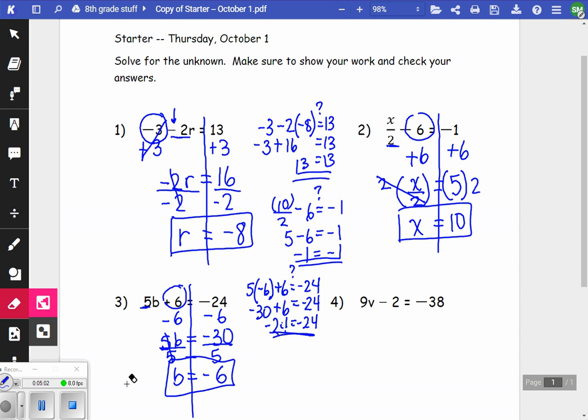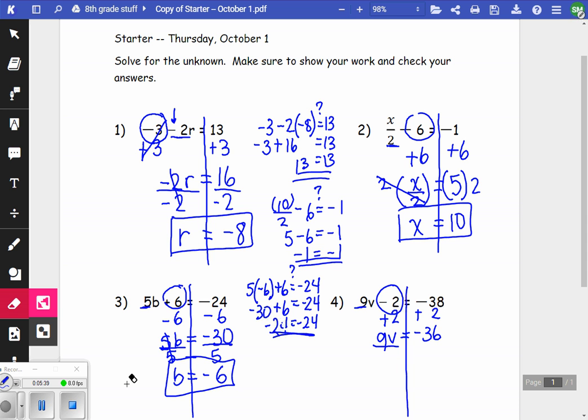So b does equal -6. Finally, 9b minus 2 equals -38. I'm going to circle my constant, underline my coefficient, deal with the constant first. The opposite of subtracting 2 is adding 2. I have to do that on both sides of the equal sign so they stay equal. That leaves me 9b equals -38 plus 2 is -36, not -40, so be careful with that.